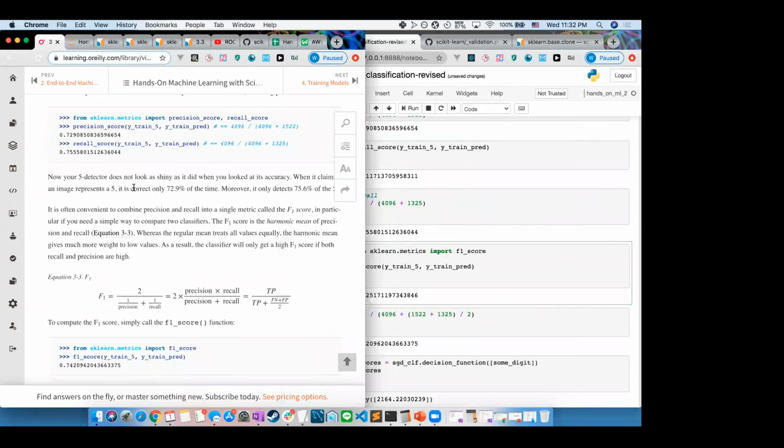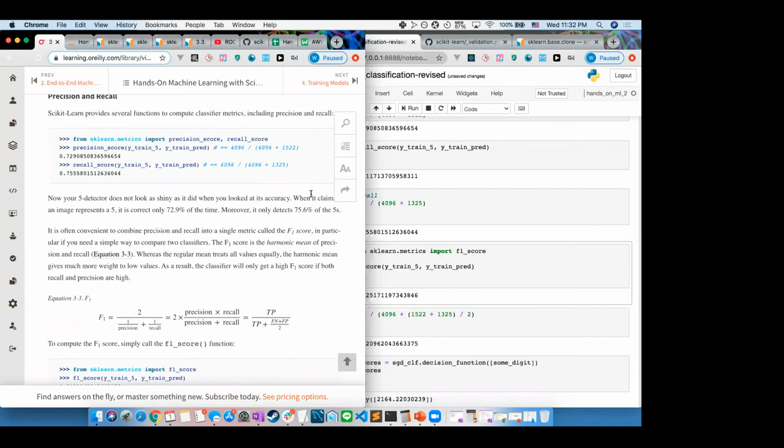Now your 5 detector does not look as shiny as it did when you looked at its accuracy. When it claims an image represents a 5, it's correct only 72%, 73% of the time. Moreover, it only detects 75.6% of the 5s.